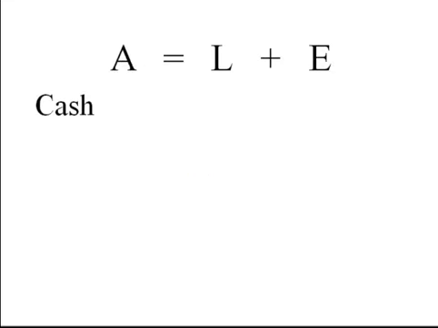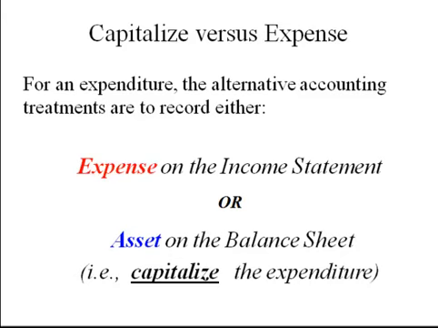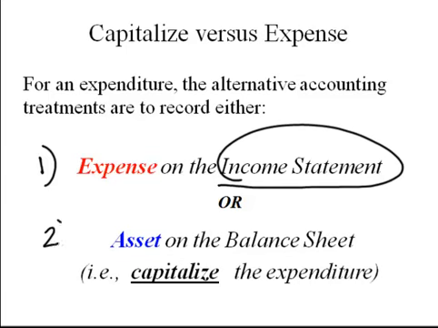To begin, let's understand the question we must answer in the case of a cash expenditure. Our assets are going down, and we must keep the fundamental accounting equation in balance. The question is how? There are two alternatives. For an expenditure, the alternative accounting treatments are to either record an expense on the income statement or an asset on the balance sheet.